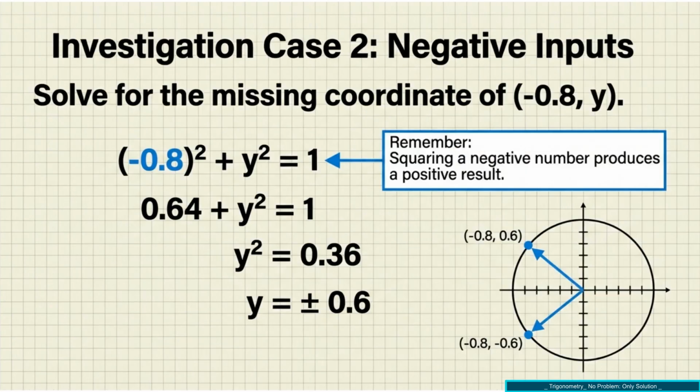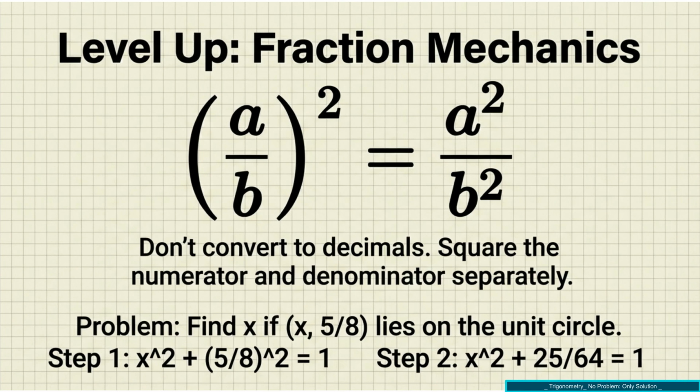In investigation case 2, we solve for y with an x coordinate of -0.8. Squaring the negative number yields a positive result, and y is found to be plus or minus 0.6. When dealing with fractions, square the numerator and denominator separately. For x and 5/8, step 1 is x squared plus (5/8) squared equals 1, which simplifies to x squared plus 25/64 equals 1.